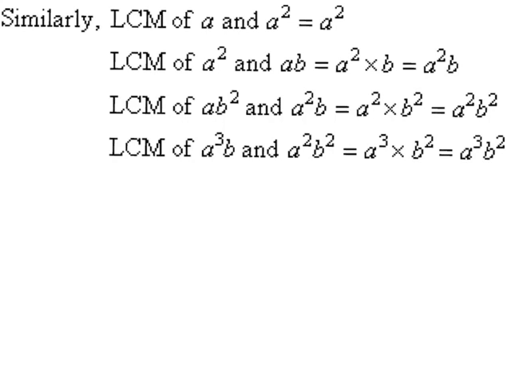The LCM of a and a squared would be a squared. LCM of a squared and ab would be a squared b. ab squared and a squared b would be a squared b squared. And then a cubed b and a squared b squared would be a cubed b squared.